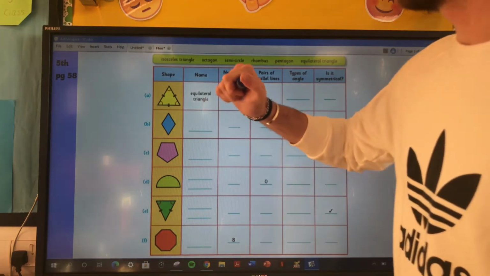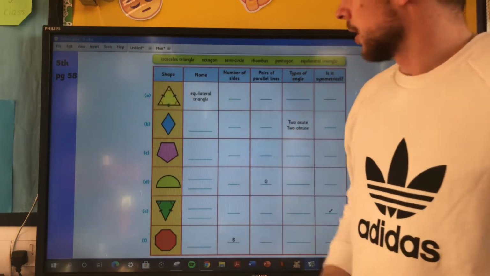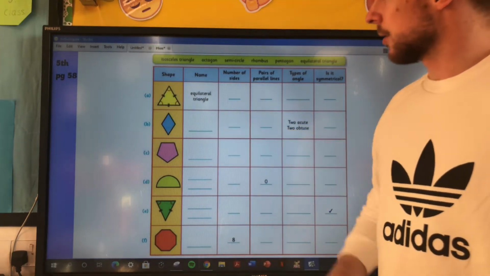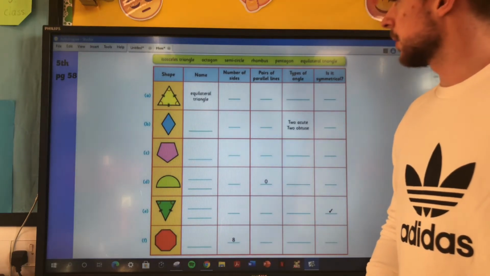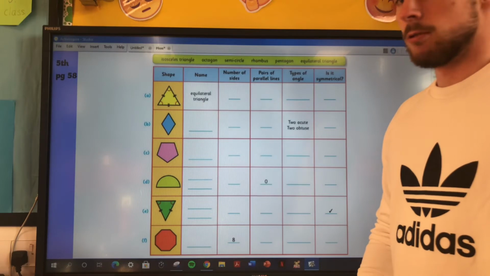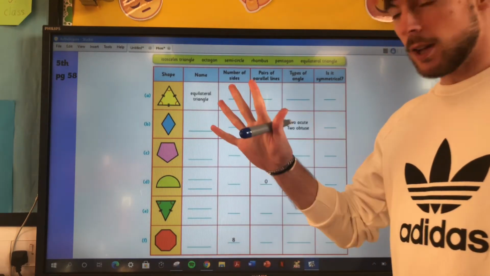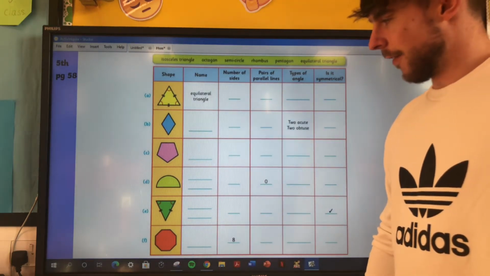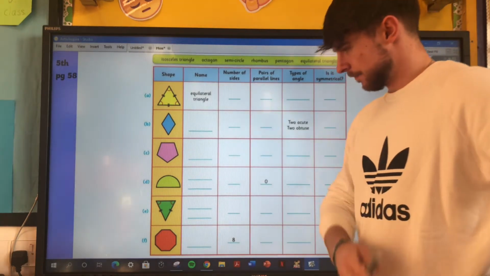Okay, so fifth class. Here we have different shapes, right? So we have a triangle. All sides are equal, so that means it's an equilateral triangle. What's this again? It looks like a diamond. What do we say a diamond was? A rhombus, alright? This one has 5 sides. So what does that make it? 5 sides, it's a pentagon, isn't it?